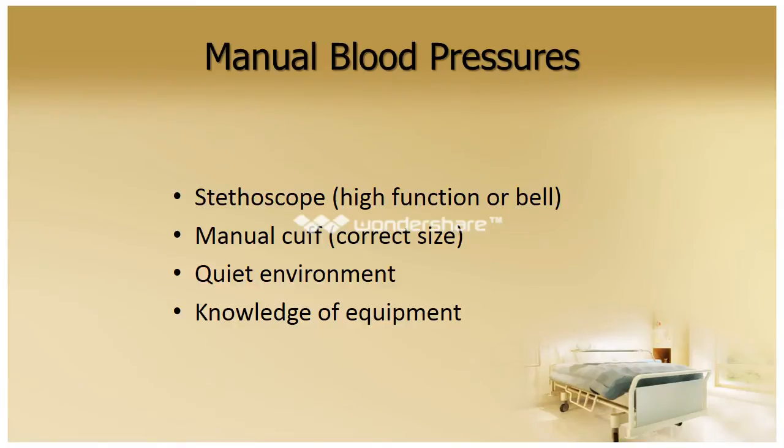So for manual blood pressure, we'll use a stethoscope, a high functioning one, either a Littmann or some other type of stethoscope, but preferably one that has a bell, and we'll talk a little bit about the anatomy of that in just a little bit. We'll also need a manual cuff with the correct size, and it's important to know where your manual cuffs are located on your unit. One of the things that doctors don't like to hear is excuses, and if we are a large institution, we should be able to access a manual blood pressure cuff.